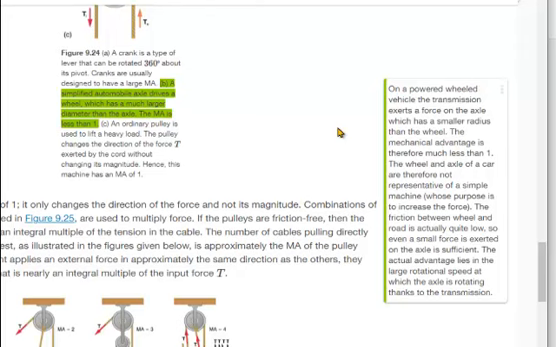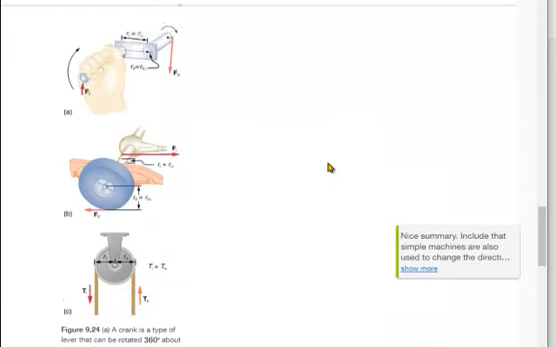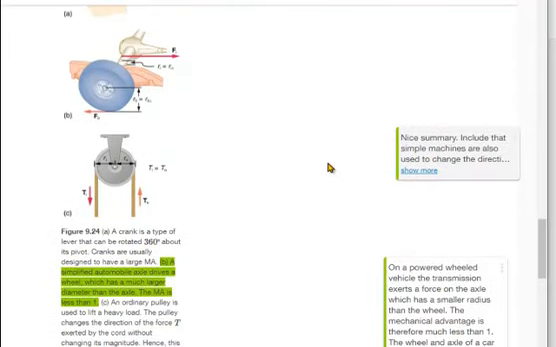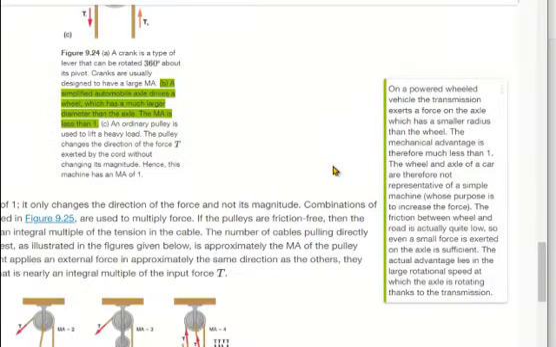The friction between the wheel and the road is actually quite low, which you know when you have a car on a parking lot and you put it in neutral and you just push it, and it's relatively easy to push, and then keep moving. So the friction is relatively low, and so even a small force exerted on the axle is sufficient. The actual advantage lies in the large rotational speed at which the axle is rotating, thanks to the transmission.